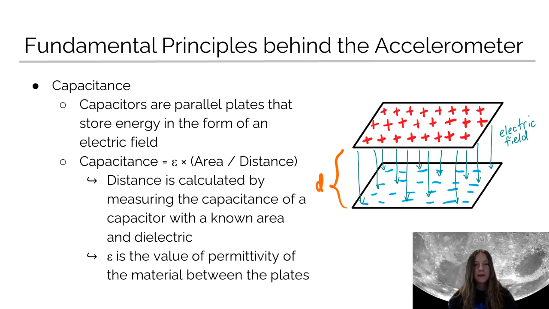As for capacitance, capacitors are parallel plates that store energy in the form of an electric field. Capacitance equals epsilon times area divided by distance. The distance is calculated by measuring the capacitance of a capacitor with a known area and dielectric. Epsilon is the value of permittivity of the material between the plates.